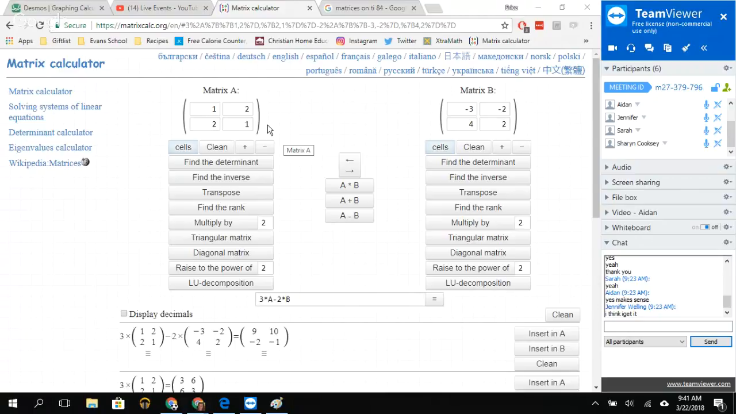How do you guys feel about those? Feel ready to tackle matrix addition and subtraction? Okay, till you try it, right? It's not too bad, actually. I think you guys can do it.